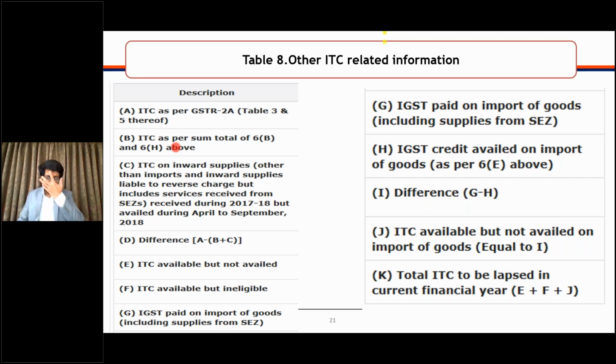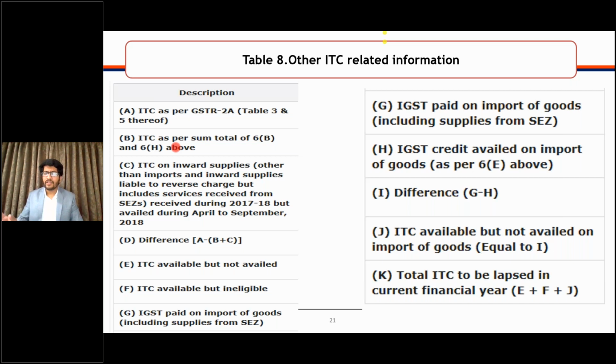Table 8C consists of ITC on inward supplies claimed in next year. So as per law, we have a time limit of up to the return of September of next year to claim ITC. So if any ITC is not claimed by me by March, it would not come in table 6 because table 6 is ITC availed during the financial year. I have not availed ITC on that supply through 3B of that financial year. Hence, it would not come in table 6. It would come over here.